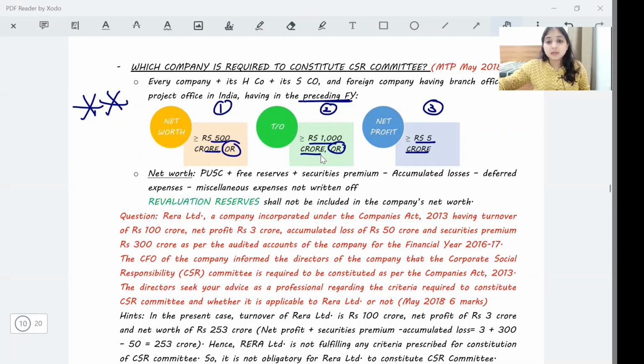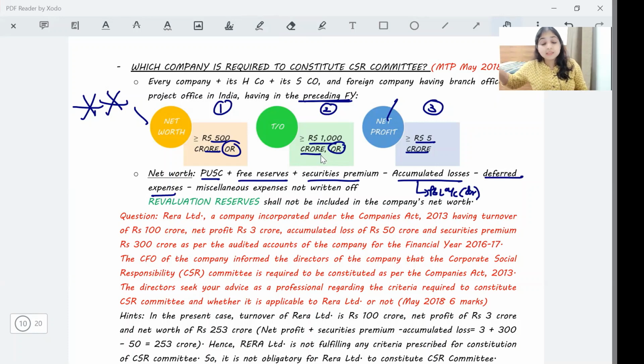Okay, when I say net profit, we will not consider profit of foreign branches. We will not include dividend received from those Indian companies which are following CSR provisions. When we say net worth, we will take paid up share capital, free reserves, and securities premium. We'll subtract accumulated losses. Accumulated losses is nothing but the P&L account debit balance. We'll subtract deferred expenses, which are incurred in 1 year but the benefit of which I'm going to enjoy in many years, and hence it is capitalized in the balance sheet. I will also subtract miscellaneous expenses which are not written off, which are appearing in my balance sheet.